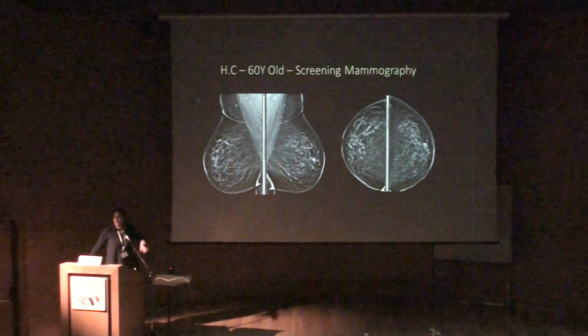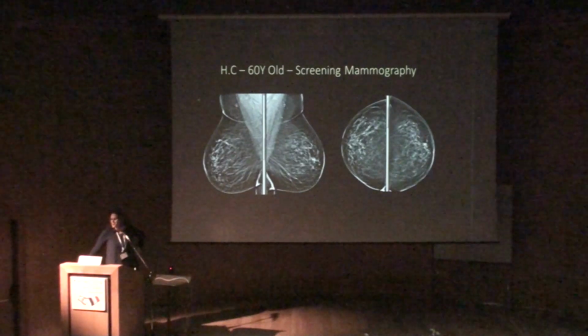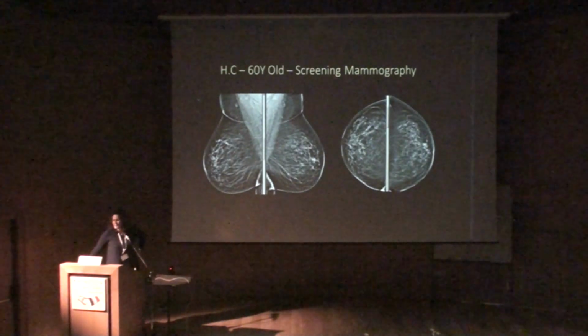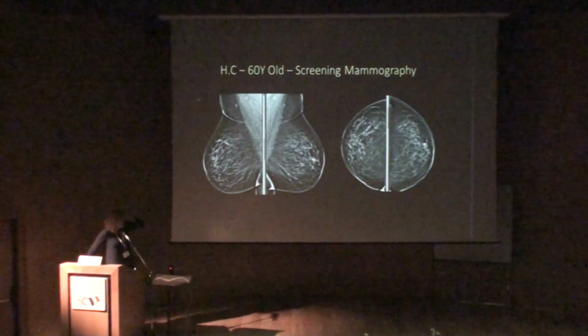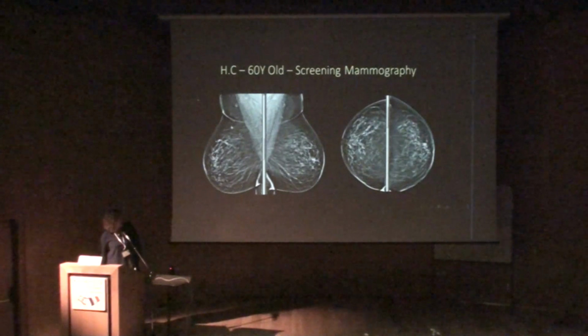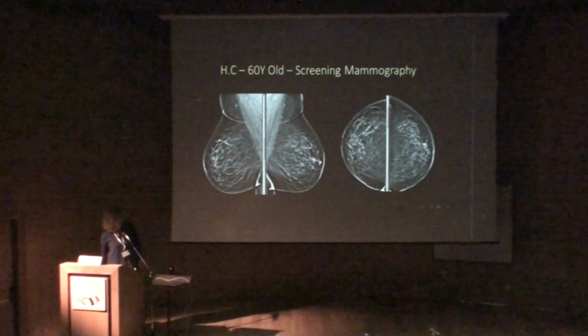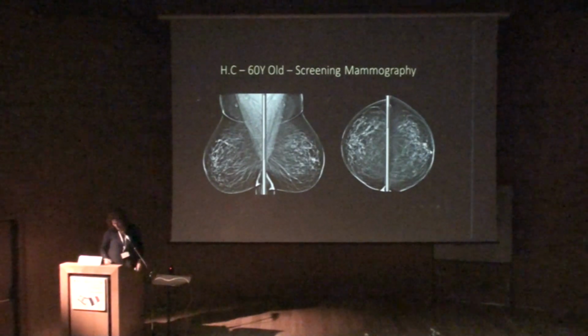Okay. So this is a 60-year-old woman who came for screening mammography, and this is her mammogram. Do you see anything? Yes. What side and where? Left, where? Okay, so left, maybe here, some asymmetric density, small but asymmetric density.